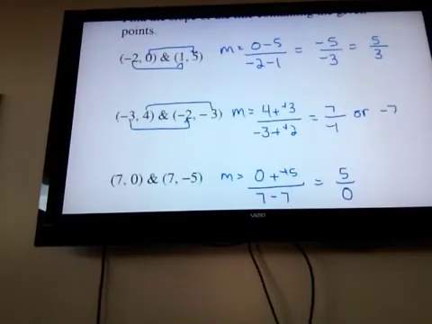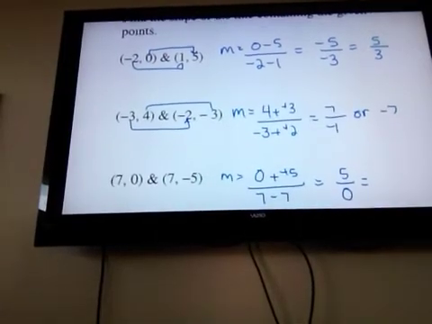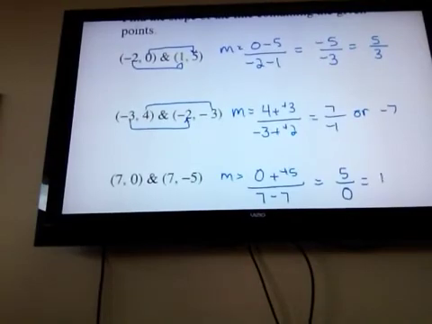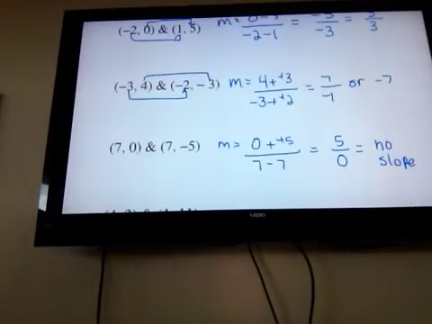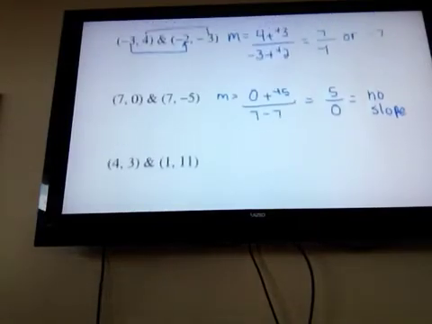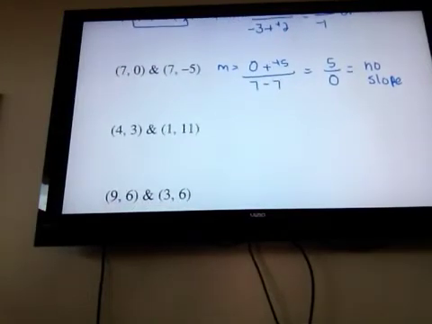So in this particular case, I would want you to go just one step further: this is the line that has no slope, which means that it would be a vertical line. So 5 over 0 is no slope. And 0 over 5, 0 slope, correct.